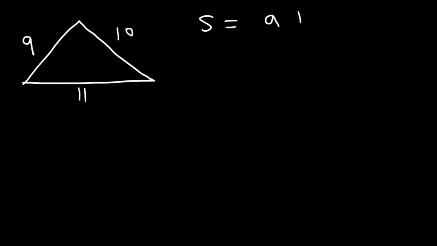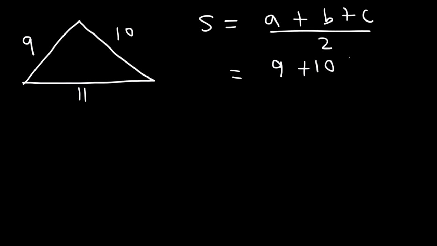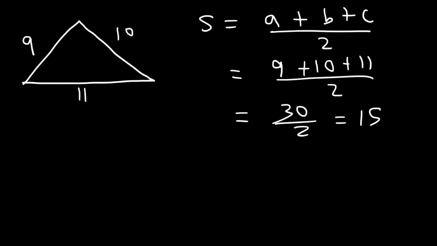How can we find the area of a scalene triangle? Let's say this is 9, 10, and this is 11. This is not a right triangle, and we don't have any angles. So what can we do to find the area of a triangle if we're given all three sides? The first thing we need to do is find s, which is 1/2 of the perimeter of the triangle. So it's going to be 9 plus 10 plus 11, divided by 2. 9 plus 10 is 19, 19 plus 11 is 30, and 30 divided by 2 is 15. So that's the value of s.